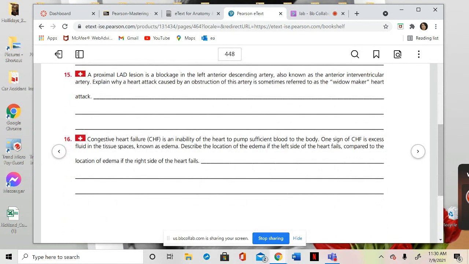Congestive heart failure is the inability to pump blood efficiently. The edema on the right and the edema on the left. If we have an edema on the right side of the heart, that means you are going to see the lower extremities of the body swollen: ankles, legs, feet, and even some abdominal organs, like the liver.